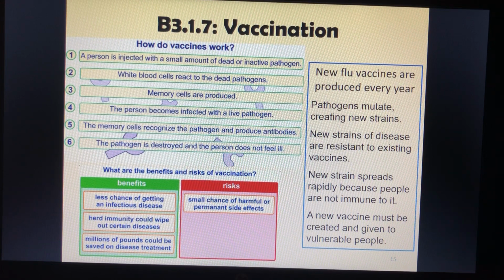So why do we have a new flu vaccine every year? Well, annually, the pathogen that infects us with flu mutates. It creates a new strain. Okay, we're hearing the word variant a lot at the moment. And the new strain of the disease is resistant to the vaccine that we've already had if we're weak or vulnerable and we've had that flu vaccine. So because it's mutated and created a new strain that nobody is resistant to, it will spread really quickly. Okay, there's no herd immunity. So what we do is each year we create a new vaccine to be given to those vulnerable people to protect themselves against the new strain of the flu virus.